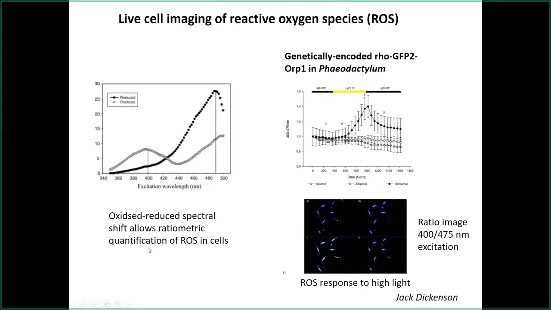Now, without going into any detail, that allows us to carry out ratiometric quantification of actual levels of reactive oxygen in these cells. And on the right, I've just shown two examples of Jack Dickinson's PhD work, where he's used this reporter, again in Phaeodactylum cells, to measure changes in reactive oxygen within the cells in response to high light conditions. Again, I'm not going to go into any details. I'm more than happy to discuss aspects of this work with people anytime they like.